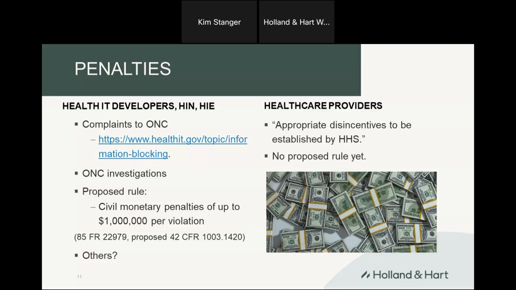On the other hand, if you're a healthcare provider, consistent with the statute, the regulation just says that you can be subject to appropriate disincentives to be established by HHS. We do not have the rules yet for healthcare providers. We do have at least the proposed rules for health IT developers, so health IT developers are at risk, but for healthcare providers, right now we don't have the rule. So that's probably why you who are healthcare providers haven't worried too much about the information blocking rule, as there are no penalties yet, at least nothing that can be imposed per the regulations. But watch, that's going to be coming down the pipe. So don't just ignore this stuff.